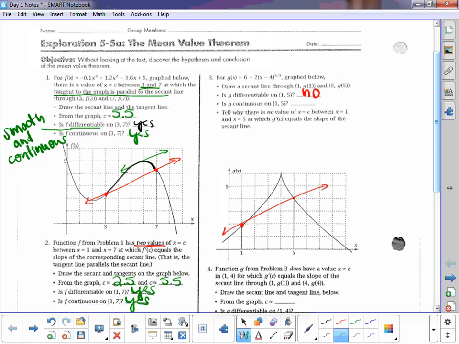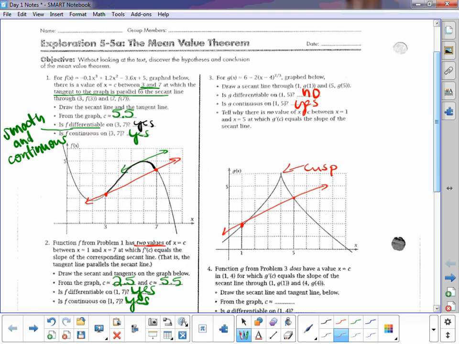Why not? Right, we have this cusp right here. So there is a point where it's not differentiable, so we can't say it's differentiable on the whole interval. That causes an issue for us. Is our function continuous on the closed interval, though? Yeah. Again, I can still trace it starting at one endpoint, going to the other without picking up my pen.